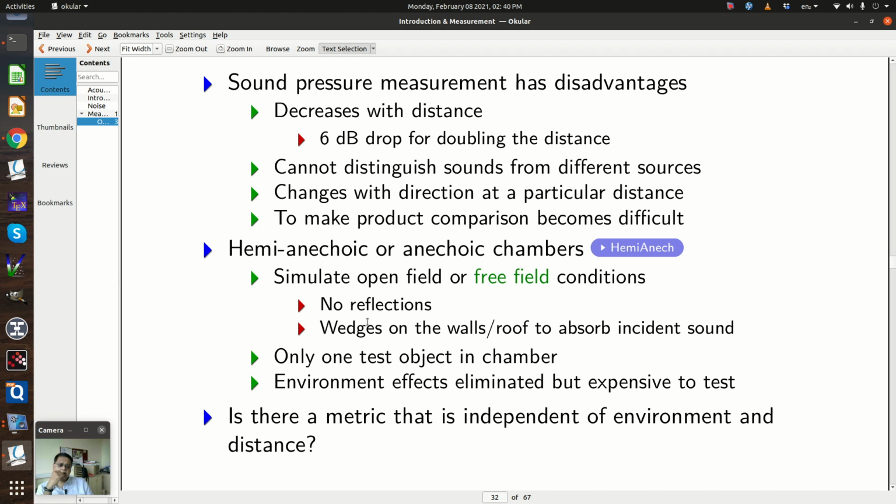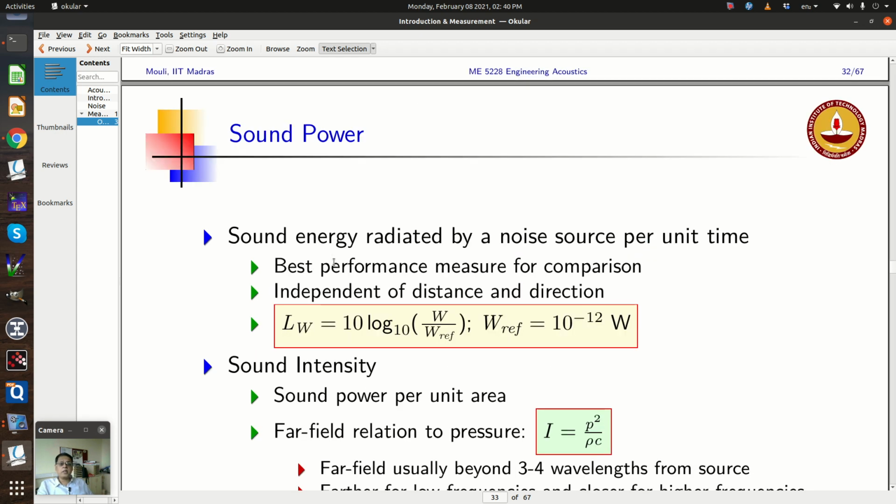So the question that arises is, is there a metric that is independent of the environment and distance? If I want to do a sound pressure measurement, in order to have a high fidelity measurement that I can trust, I have to do this in a hemianechoic chamber, but that's too expensive. So is there a metric that is independent of these? So we look at sound power.